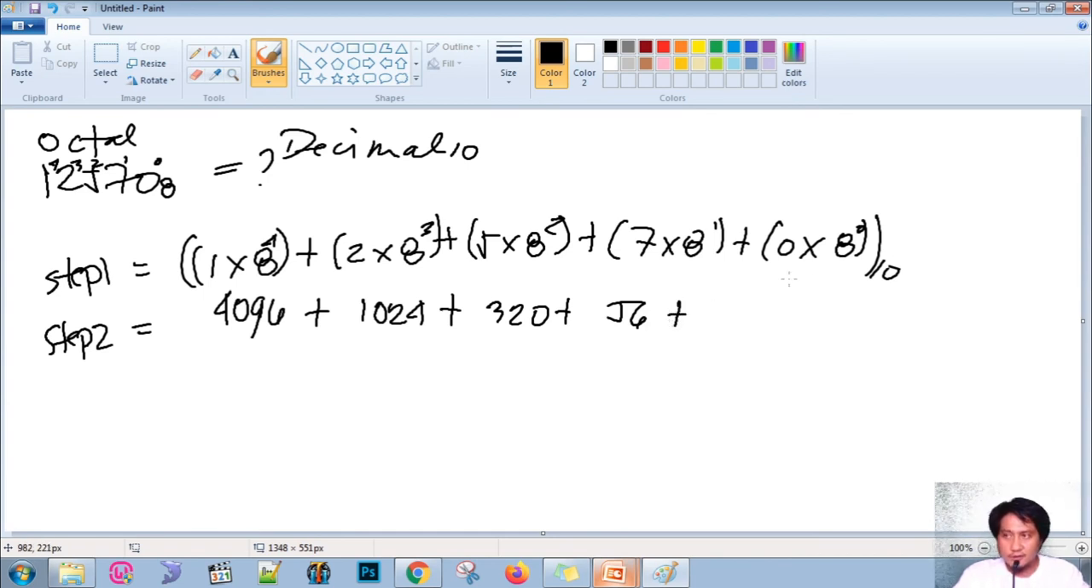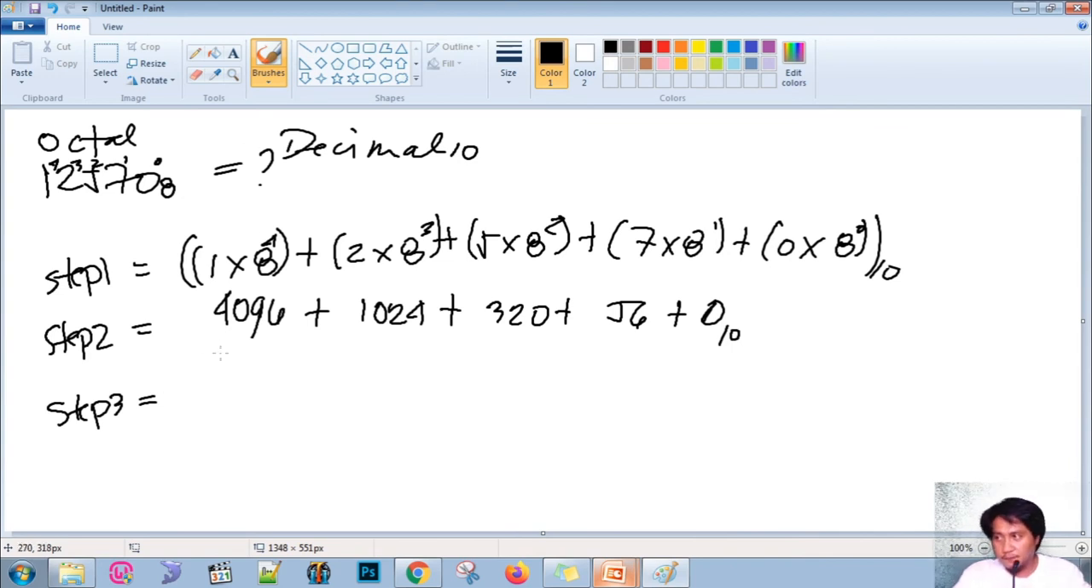And then for the last one, since it is 0 times 8 to the power of 0, we have 0. So this is base 10. So in step 3, we'll now sum up those numbers, the 4096, the 1024, the 320, the 56, and the 0.